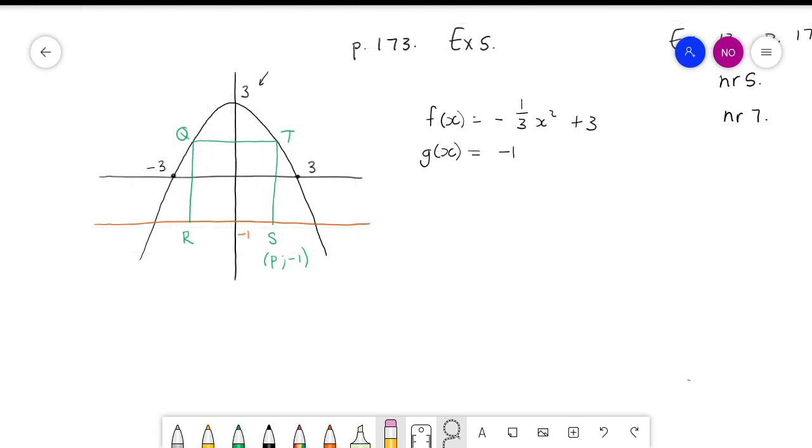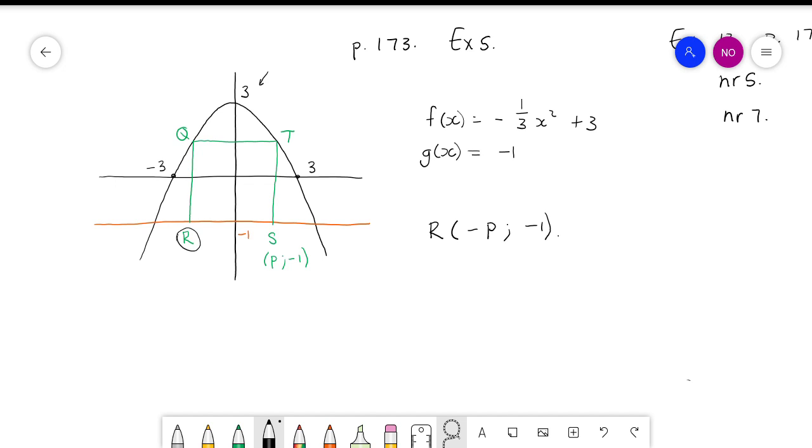So they're looking for the coordinates of Q, R, and T, and the easy one to get is R. Because if S is at P and -1, what will the coordinates of R be? Negative P and -1. Stem julle saam?